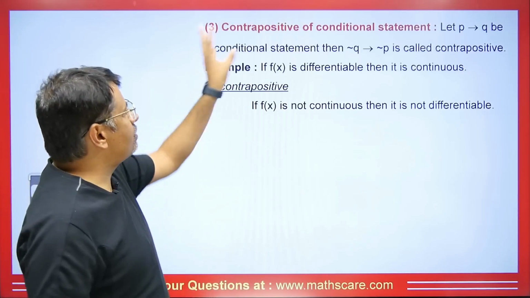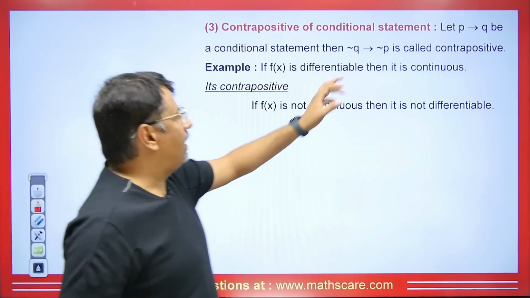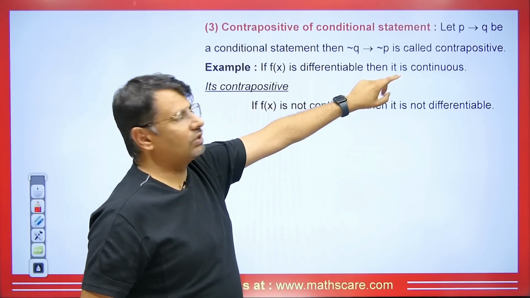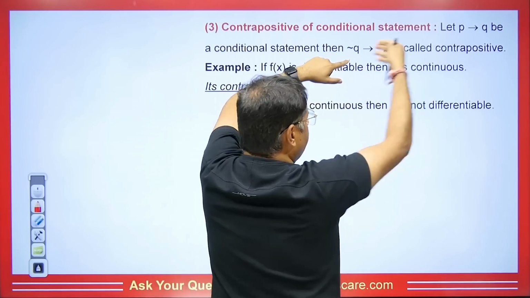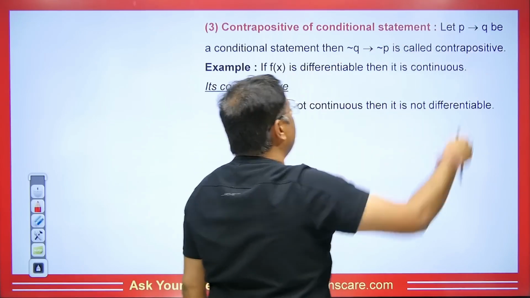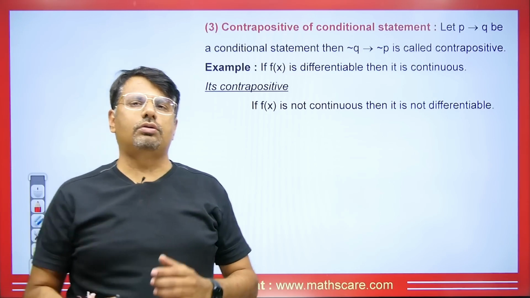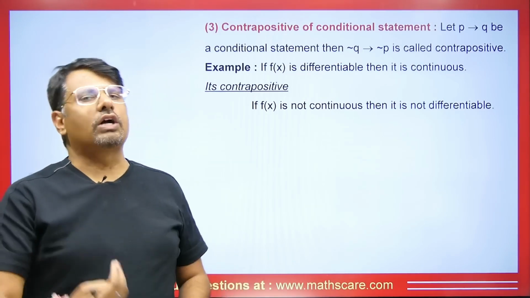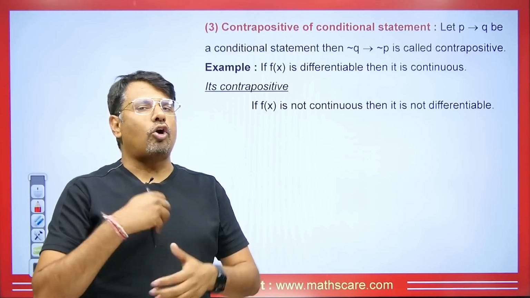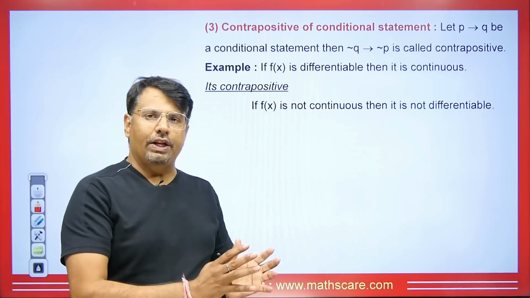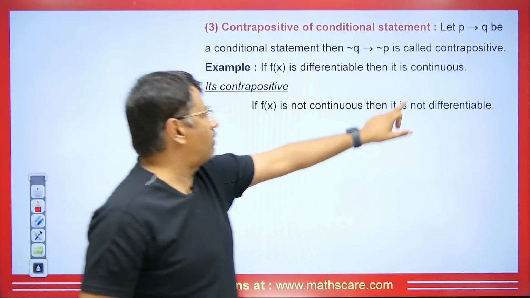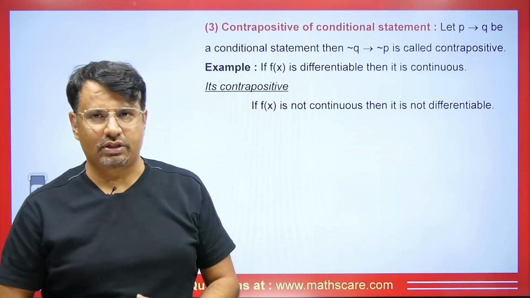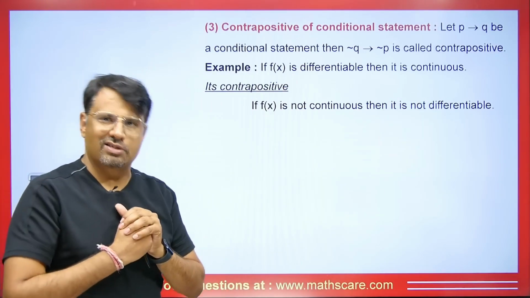Now let's discuss what is the contrapositive of a conditional statement. If we have P implies Q as a conditional statement, then the negation of this will be opposite. Negation of Q implies negation of P is called a contrapositive. Think of it this way. In real analysis, we learned that if a function is differentiable, then it is continuous. So the contrapositive of this would be not continuous, not differentiable. Okay? It will be opposite, not continuous, not differentiable. So this will be its contrapositive, right?